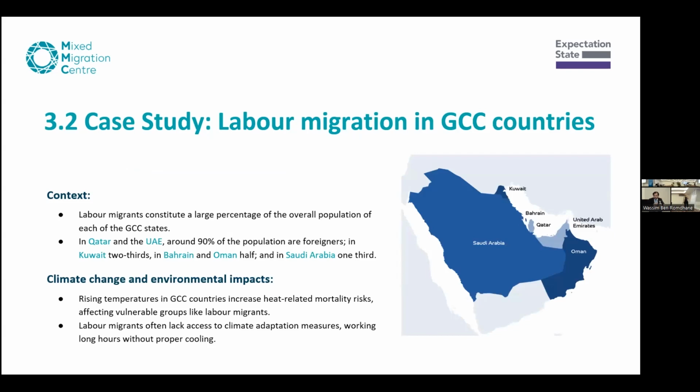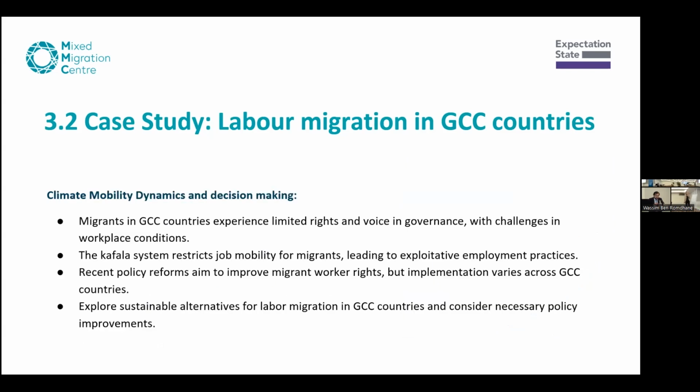And the second one is thinking about labour migration in the GCC countries, and just the incredibly high numbers of migrants in the populations of some of the GCCs, and the impact of rising temperatures and an increase in heat-related mortality risks. What is the impact of this on labour groups who are often particularly vulnerable, who have very weak access to rights in the kafala system? They're often placed in a really difficult situation. They often are working in construction, in spaces where they don't necessarily have access to air conditioning or the right kind of housing that helps to mitigate some of these factors, working long hours without proper cooling. And so with limited voice and rights, although there have been some attempts at policy reforms, has this filtered down into reality? Big question mark there. And what would be some of the sustainable alternatives for labour migration in GCC countries to consider, and necessary policy improvements?